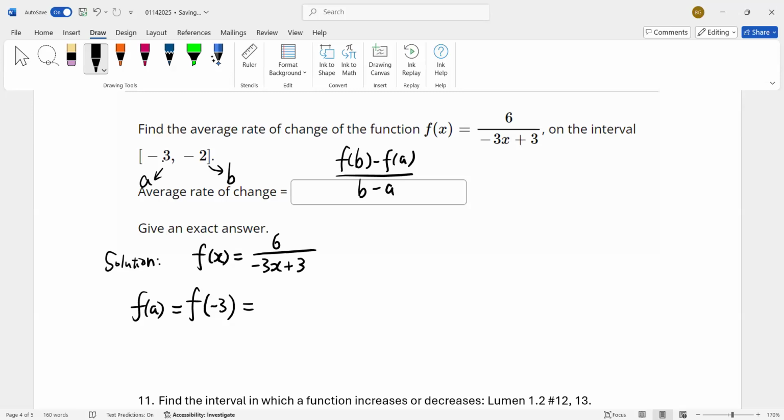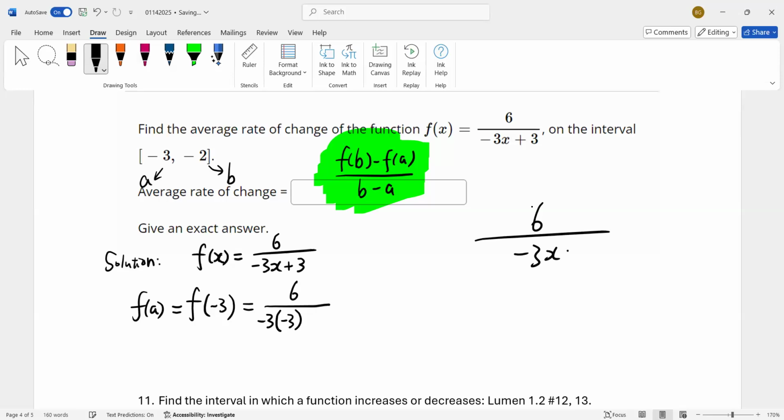And with this given, can we find the value for f of -3? a is -3. Based on the formula, we need to know f of a, right? So we need to find f of a. f of a is f of -3. How do we find f of -3? Let's plug it in. Numerator 6, denominator, the input is -3, right? So put it here. Sometimes in algebra class, I would make my students do this. The function is 6 over negative 3x plus 3. Whenever you plug it in, you firstly use a parenthesis to frame the variable, and you get rid of the variable. And then you put the value you're going to plug in the parentheses.